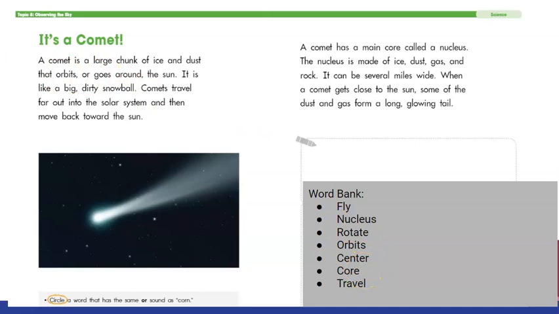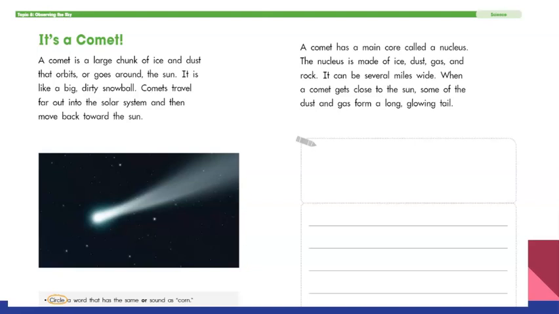Okay, now that we've reviewed some vocabulary words and we've practiced with some context clues, let's practice echo reading our story. Miss Kelly is going to say a sentence in the story, and then you have to repeat after me and practice that. Are you ready? Okay, here we go. It's a comet. A comet is a large chunk of ice and dust that orbits or goes around the sun.